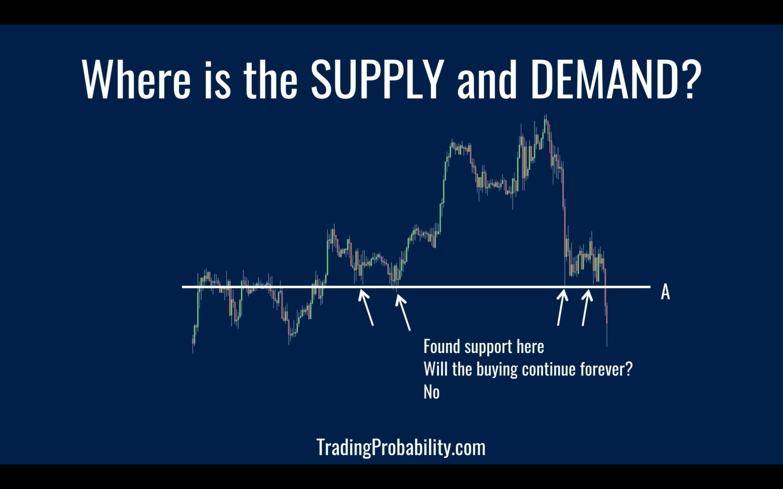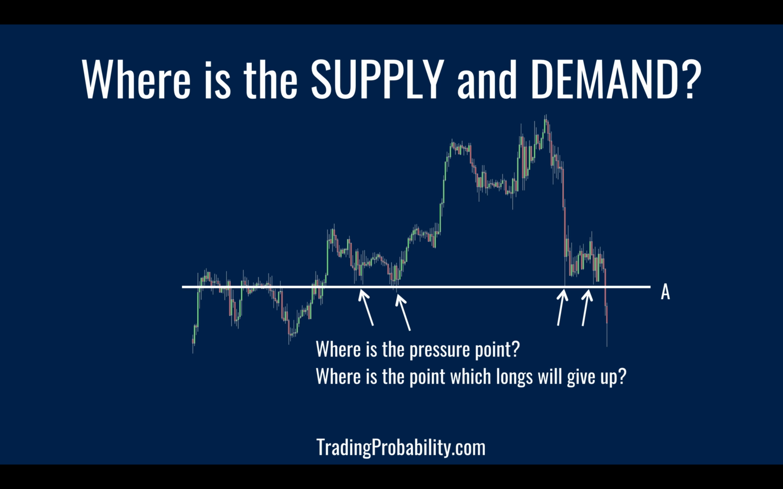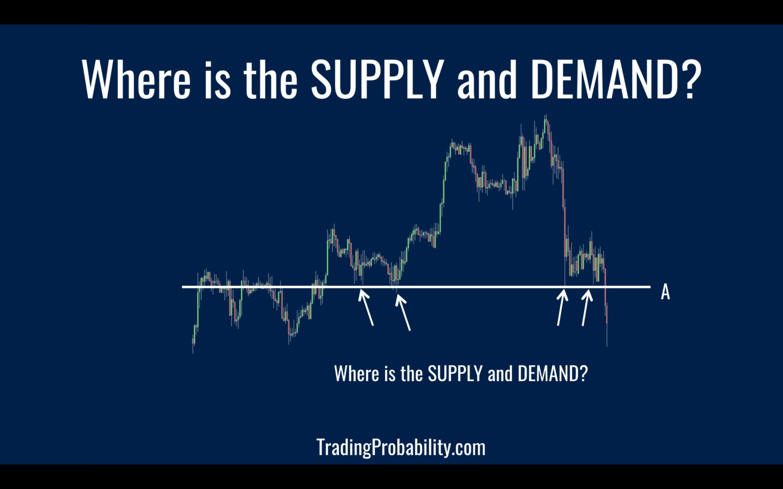But what happens if they weren't stopped out and they hung on, desperately hoping for the break-even trade? What happens if they've sold the breakout at A, looking for a huge move? Where is their pressure point? Where is the point where any long will give up? Where will the people who bought at point A throw in the towel? And most importantly, where is the supply and demand? It's staring us in the face.